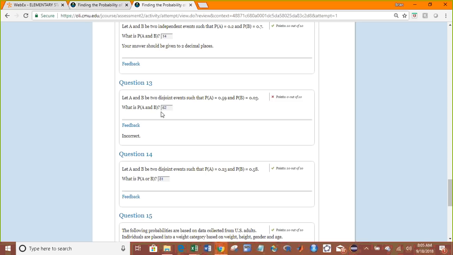Remember what I said. This number, if the 2 events are disjoint, is automatically 0. So the answer to question 13 should have been 0. I didn't even read it. I'm sorry. I just saw this one and assumed. So this one's really easy. There's no computation necessary. This is just the definition of disjoint events. The probability of A or B is 0.62. Other than that, everything else should be right.